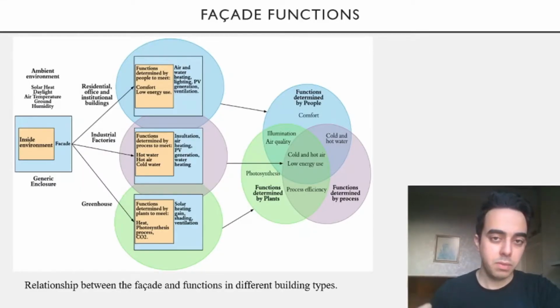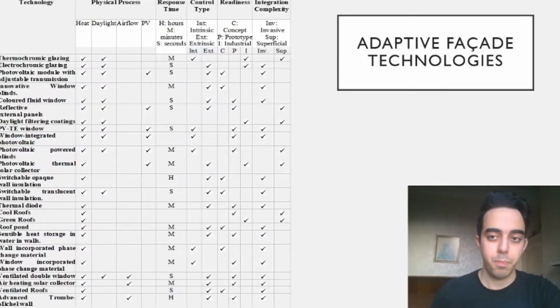Moving on to facade functions. In general, facade functions are determined by the inside of the building. For example, in residential buildings, the facade functions are determined by the people inside it. On the other hand, in greenhouses, the facade functions are determined by the type of plants inside the greenhouse itself. This figure shows the relationship between the facade and functions in different building types.